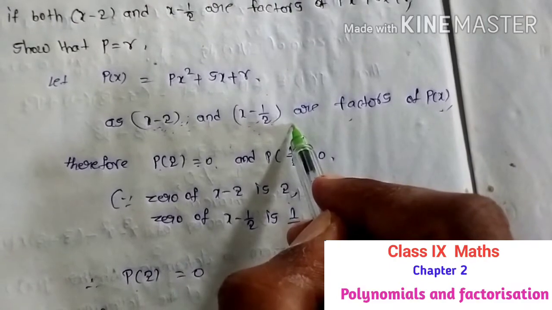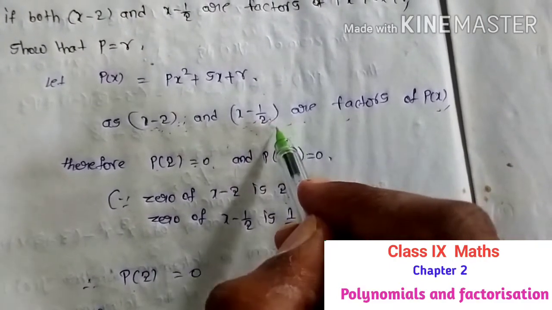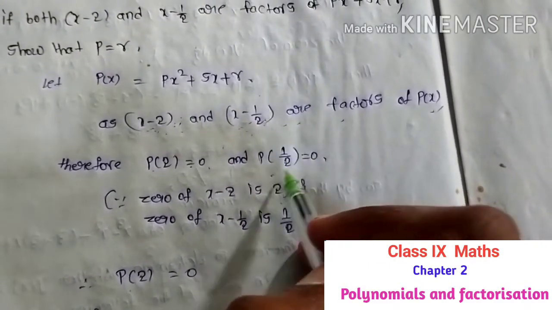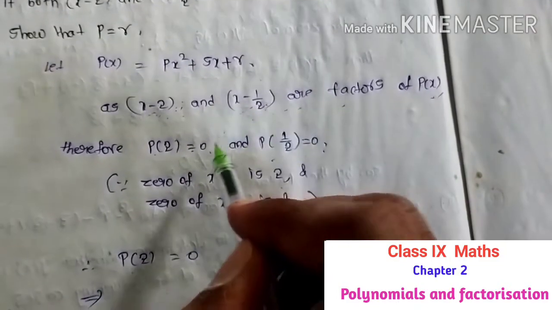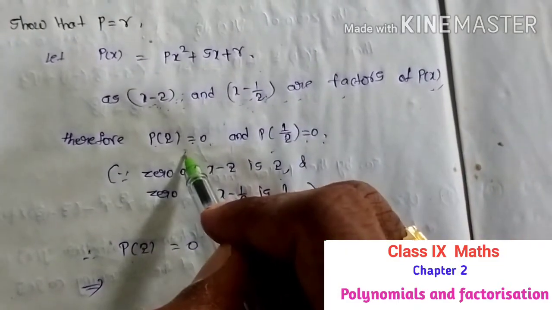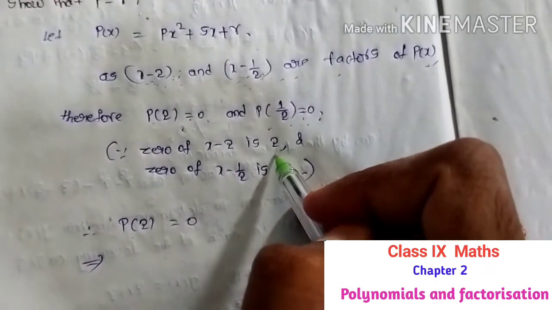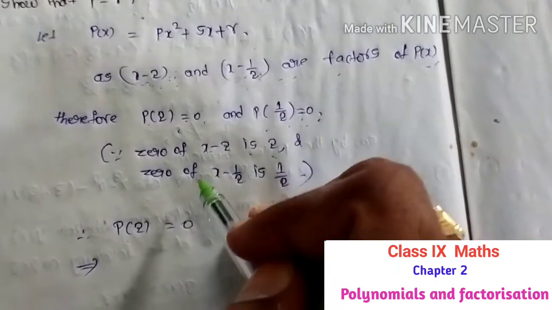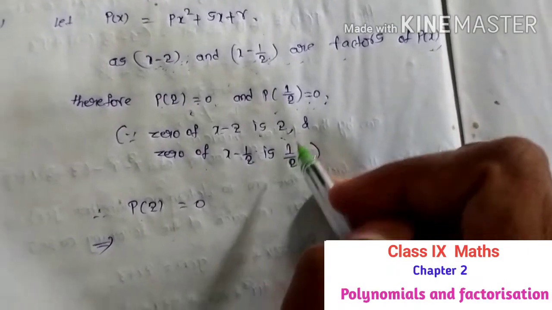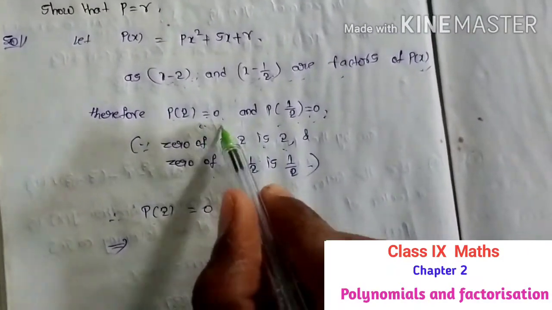And what is the zero of x minus 1 by 2? x minus 1 by 2 is equal to 0. That means x is equal to 1 by 2, or not? That means p of 1 by 2 is also 0. That means the remainders are 0. p of 2 is equal to 0 and p of 1 by 2 is equal to 0. The zero of x minus 2 is 2, and the zero of x minus 1 by 2 is 1 by 2 only. Now first of all I am taking p of 2 is equal to 0.